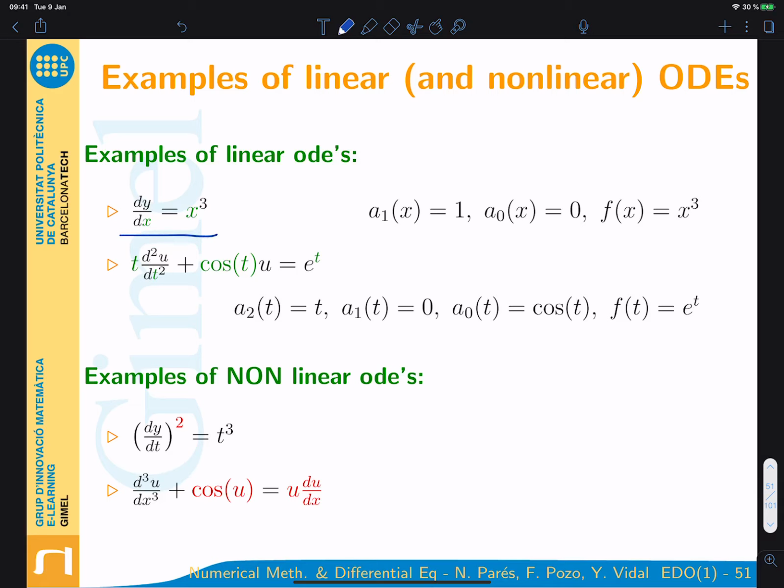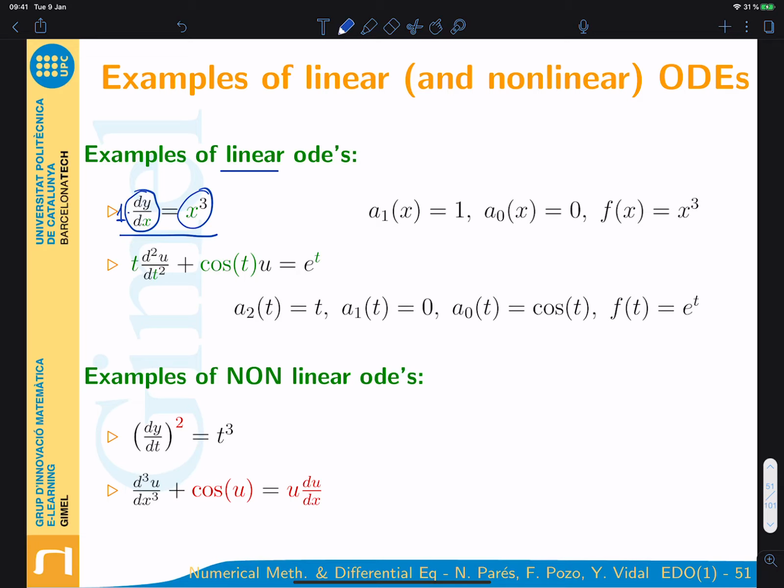For example, this is a linear ODE. You can see here we have x to the power 3, and I'm saying this is a linear ODE. Does this make sense? Well, yes, because the definition of linear ODE applies to the derivatives of the function and how they appear in the ODE. Here, the derivative of the function appears in a linear manner. In this case, the coefficient that multiplies y prime is just 1.